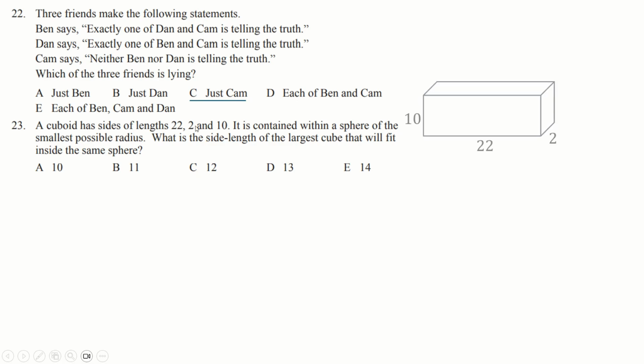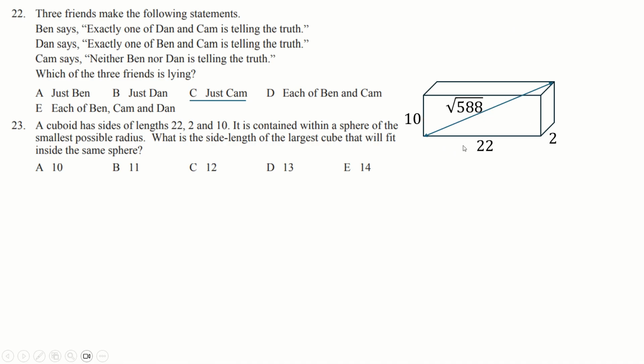A cuboid has sides this. So if it's contained within a sphere, that means the diagonal length of the cuboid has got to be the diameter of the sphere going around it. So, okay, if we do Pythagoras, and you can do triple Pythagoras here, this is just root 22 squared plus 2 squared plus 10 squared. If you want to do Pythagoras in 2 goes, that's fine.